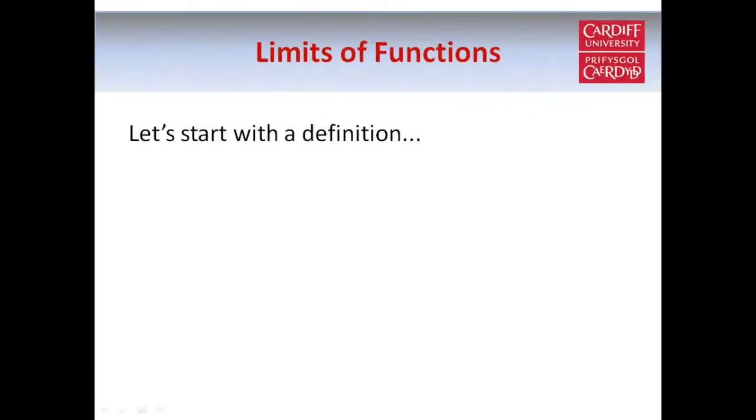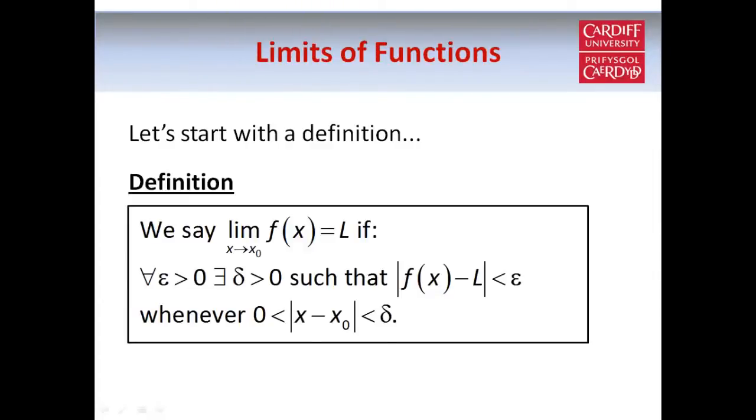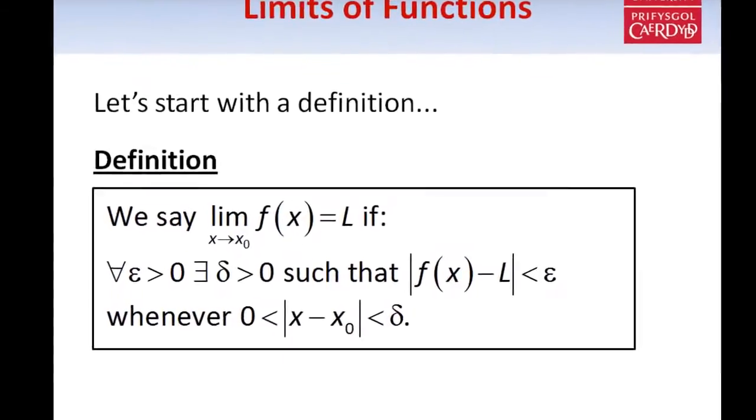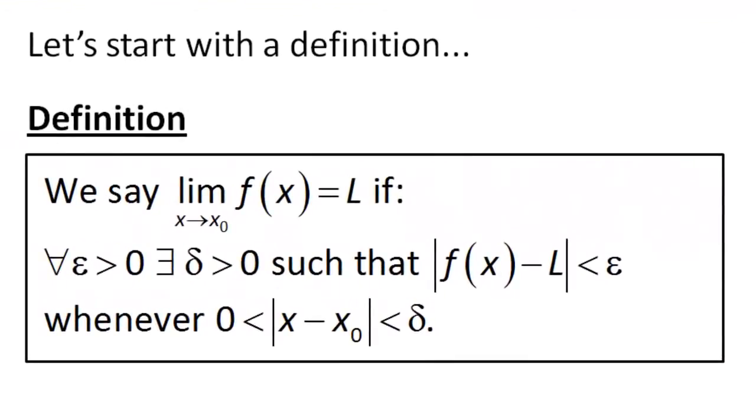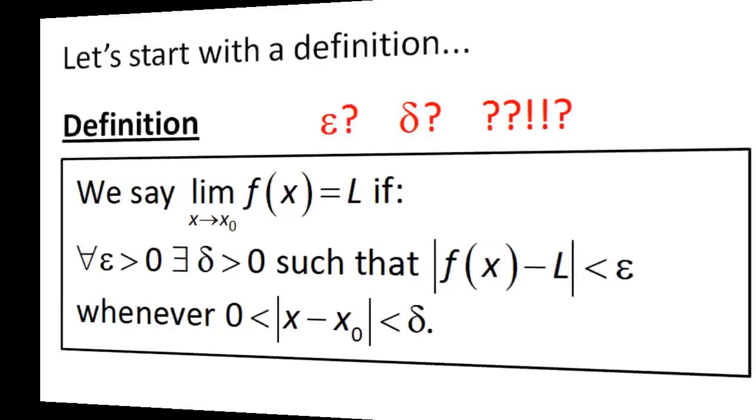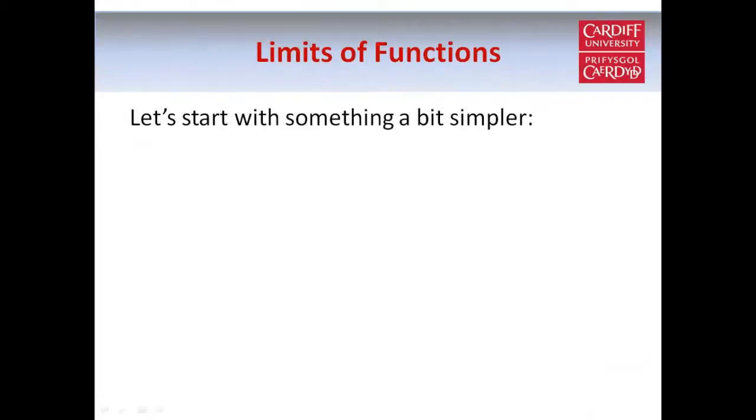So let's start off with the formal definition of the limit of a function at a point, and we will talk about exactly what this means, so try not to be put off by the sight of it. Now, part of the problem with this definition is that it involves these strange symbols epsilon and delta, and the first time you see this definition it's not clear exactly what these quantities, epsilon and delta, are supposed to represent. So in fact, before we talk about the formal definition, let's start off with something a bit simpler. We're going to have a look at a diagram to illustrate the idea of limits of functions.